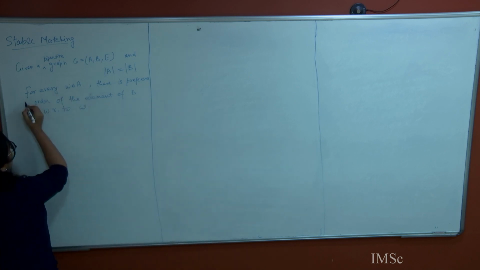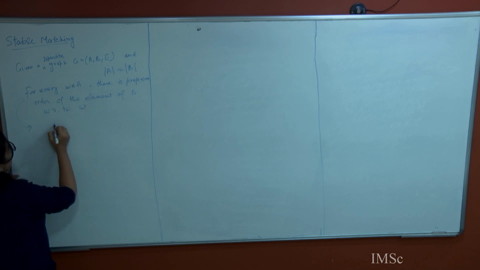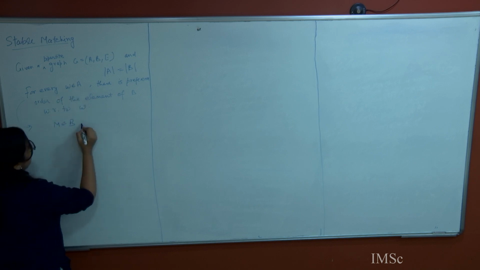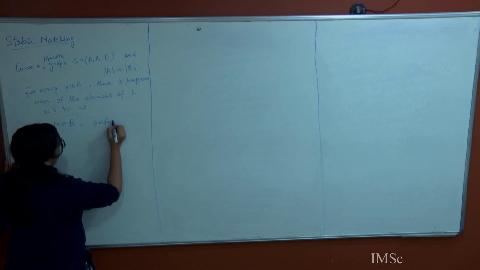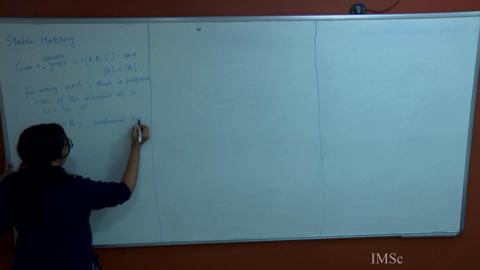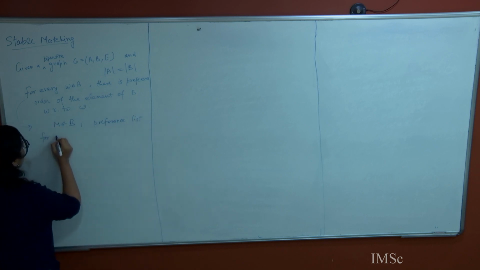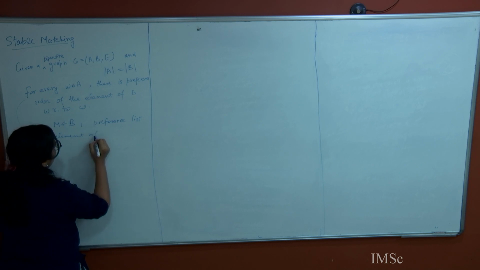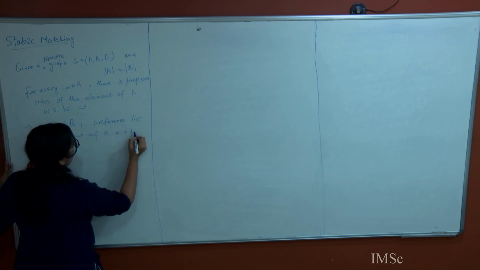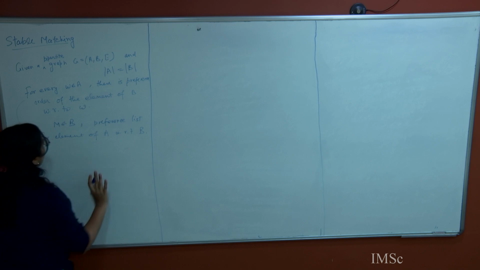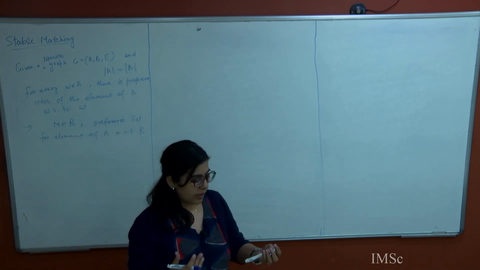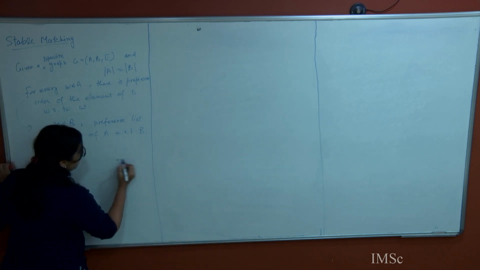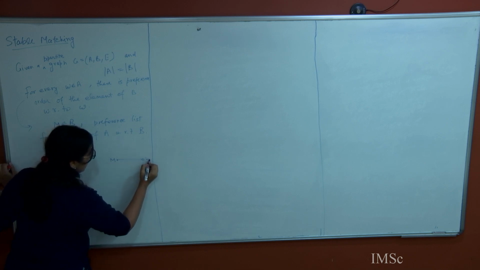Similarly, for every M in B, there is a preference list for the elements of A with respect to M. So, we will look at some example. This is the given setting, and now what is a stable matching?